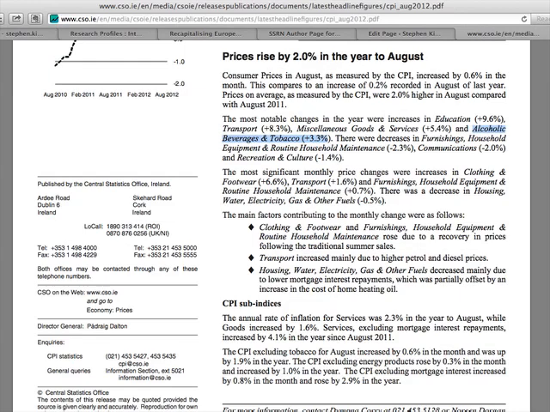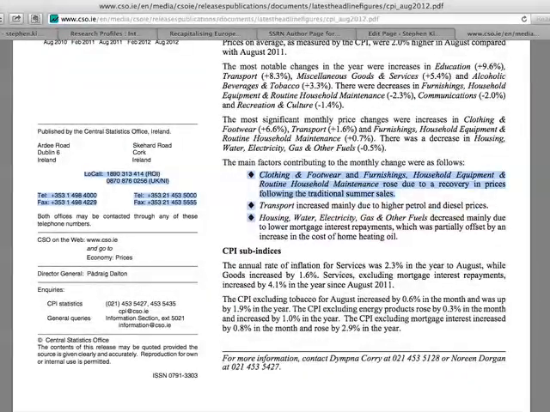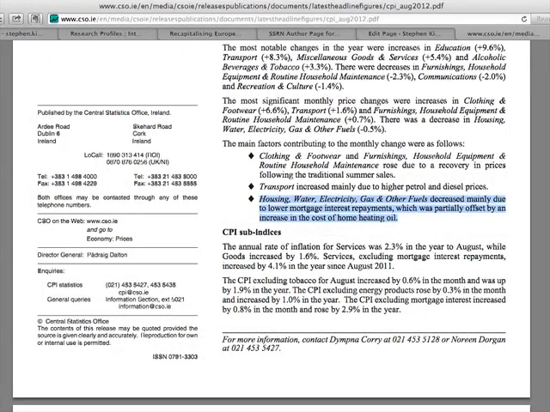Anyway, so what contributed to the monthly change? Clothing and footwear went down. Transport costs increased. And housing, water, and electricity decreased because of lower interest rates.